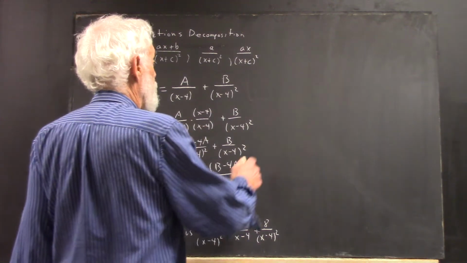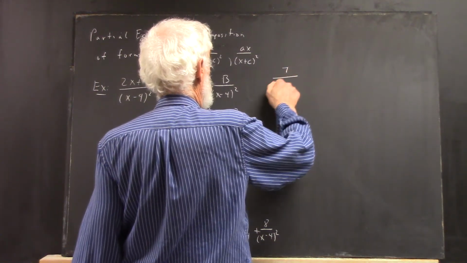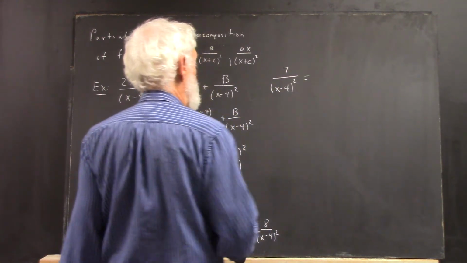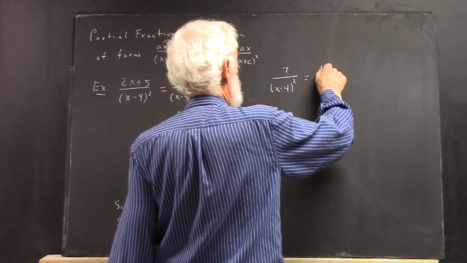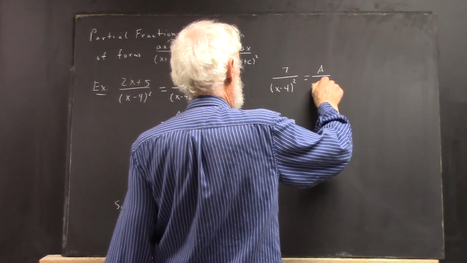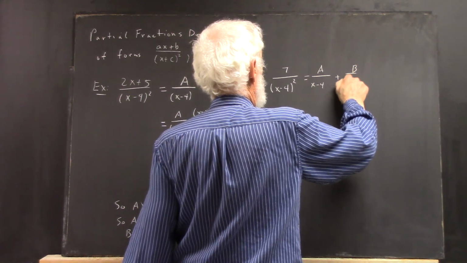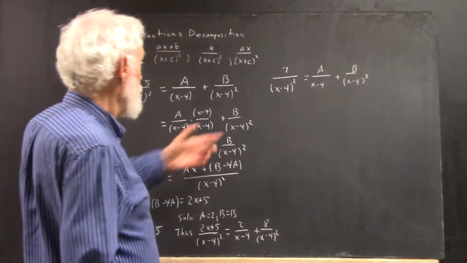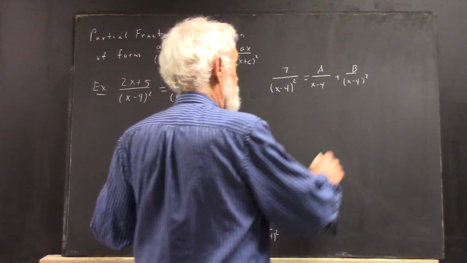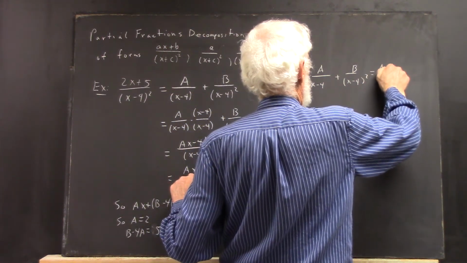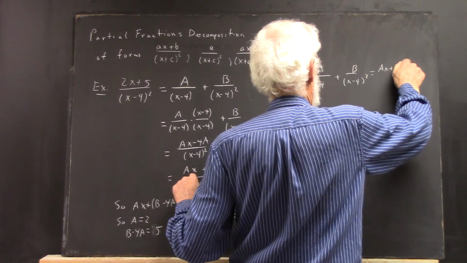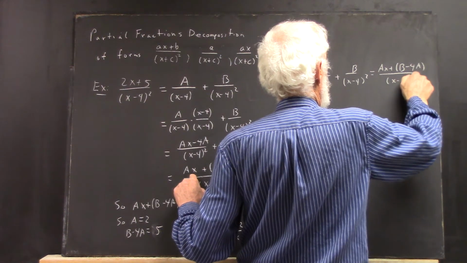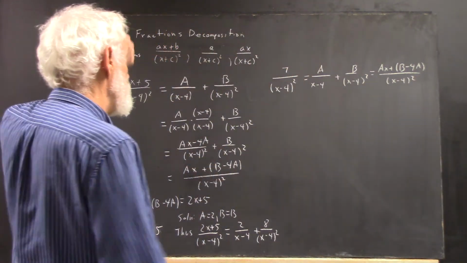Okay, so if we had 7 over x minus 4 squared, well, that would still be decomposed as a over x minus 4 plus b over x minus 4 squared. Same thing. And of course this comes down to this. So that's ax plus b minus 4a over x minus 4 quantity squared.